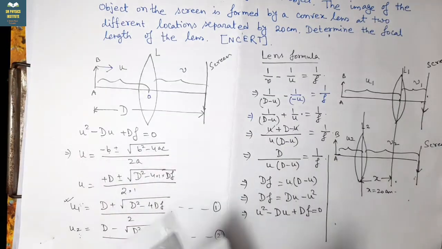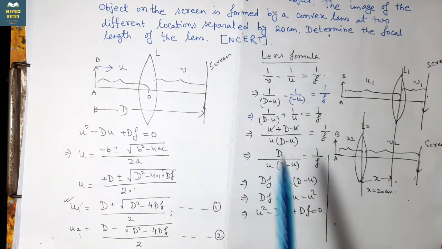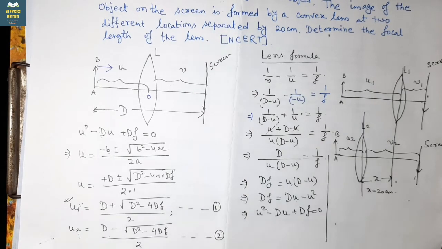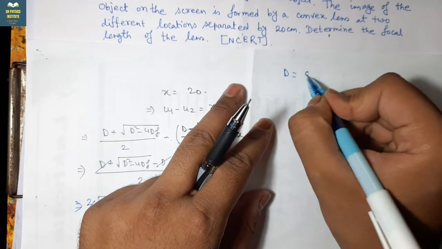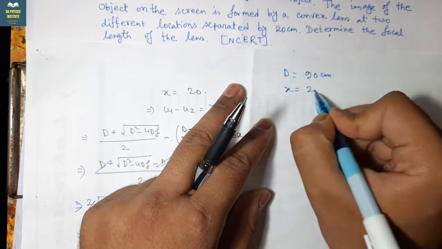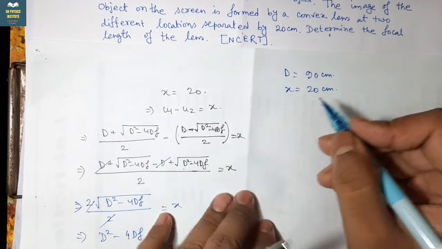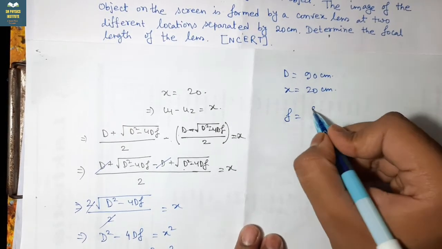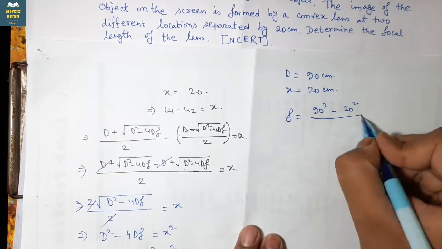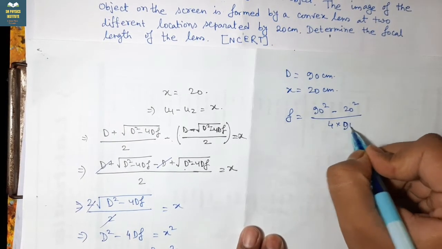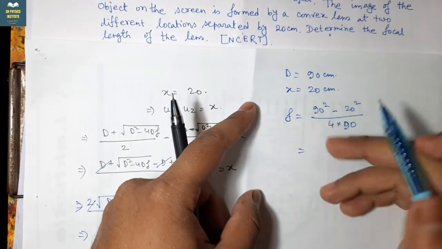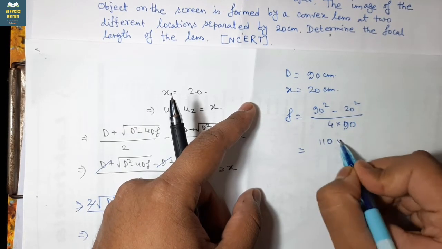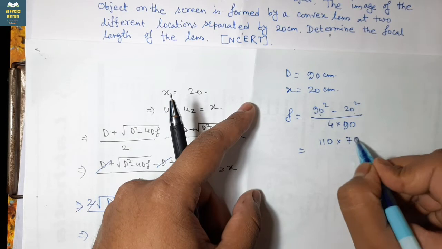So from this question, d is equal to 90 centimeter and x is equal to 20 centimeter. So the focal length will be 90 square minus 20 square divided by 4 into 90. If you calculate this, 90 plus 20 is equal to 110, and 90 minus 20 is equal to 70.